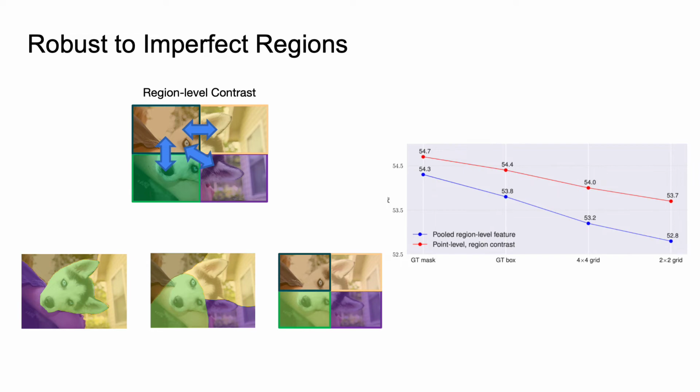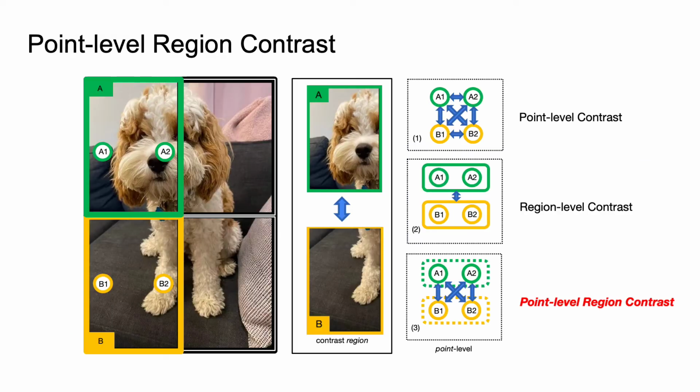Why is that? As we observed in this picture, when contrasting region A with B, which both contain the sofa point and the dog point, if simply performing region contrast, it invalidates the contrastive pair since the average features are exactly the same. But with point-level operation, some effective contrast like A1 to B2 would still remain.